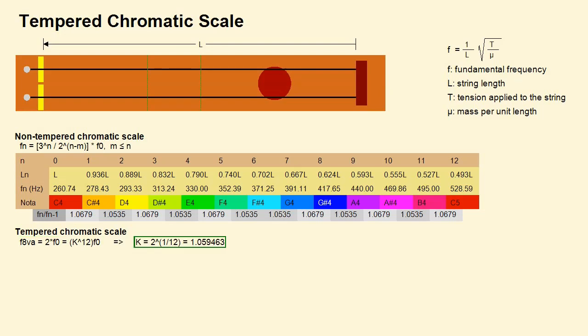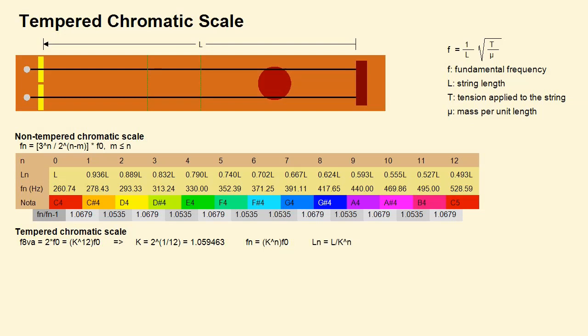Note that this is an intermediate value between the two values of the ratio between the frequencies of consecutive notes for the non-tempered scale. Once the constant k has been calculated, the consecutive frequencies are obtained by repeated multiplication by this constant. Therefore, the frequency corresponding to the nth note will be the one given in the box, and the corresponding string length by.